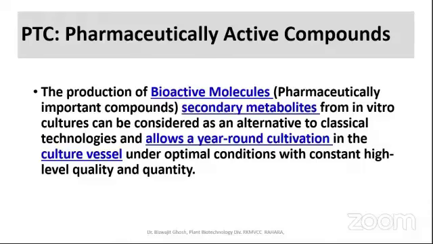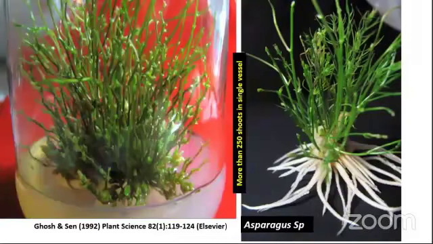The pharmaceutically active compounds, all of which we have already mentioned here, the secondary metabolites, can be synthesized within glass vessels or culture vessels around the year. Both their quality and quantity are maintained. Look here, there is Asparagus racemosus. You see within the 400 ml jam bottles, more than 250 microshoots have been produced from a single vessel. You cut the individual microshoots to induce roots, and you can get a complete plantlet in the tissue culture system. So from more than 250 shoots, you can produce 250 individual plants within a small space.